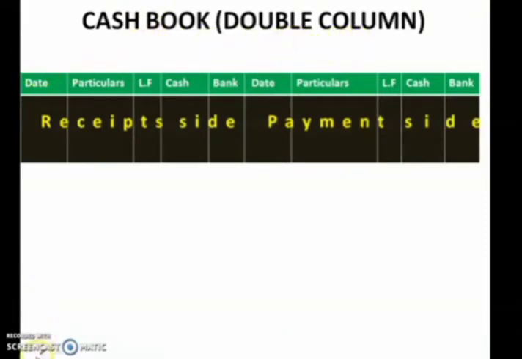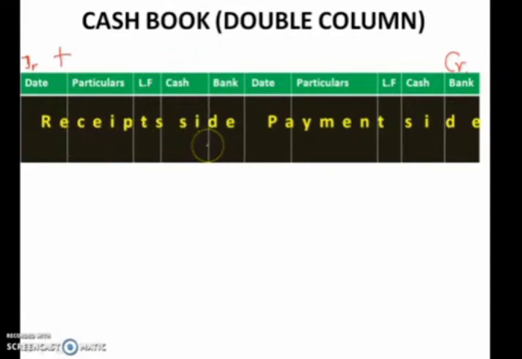This side is represented by the debit side. You can write here debit. And this side is the credit side. You can see here date, particular, ledger folio, cash and bank. So these two columns, one is for cash and the other one is for bank. This side, the debit side, is known as the receipt side. So all those transactions because of which your cash increases will be shown on the receipt side.